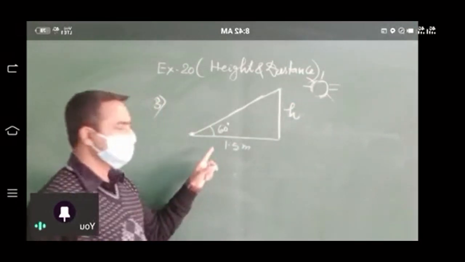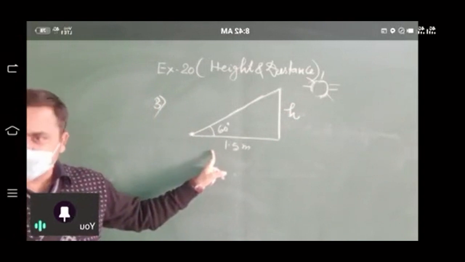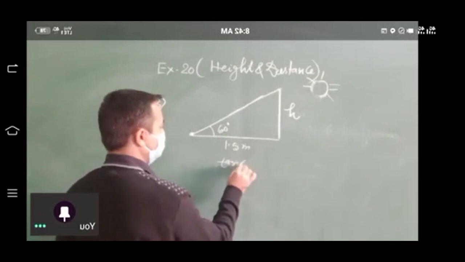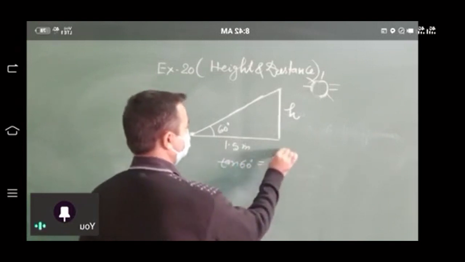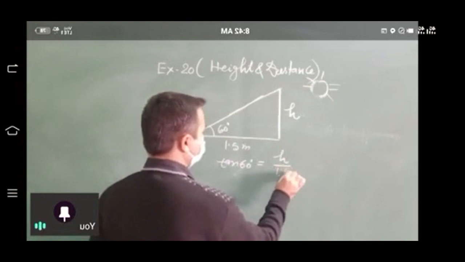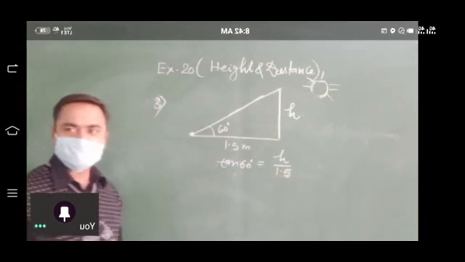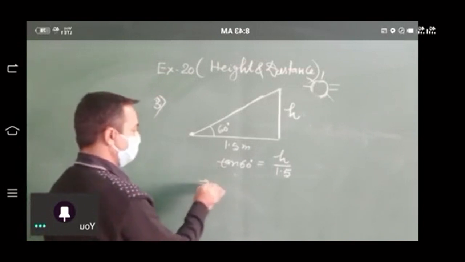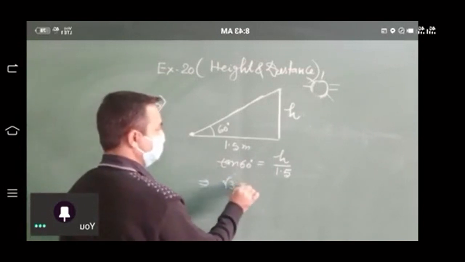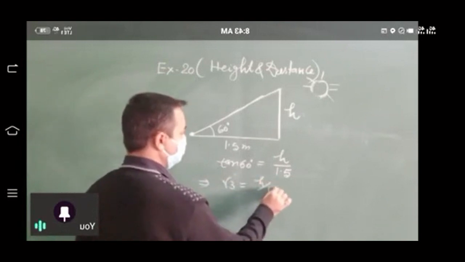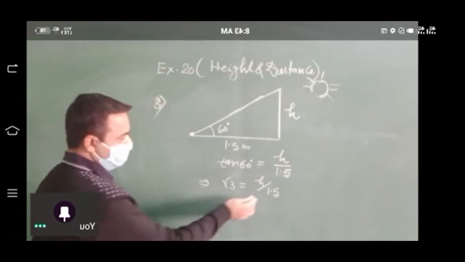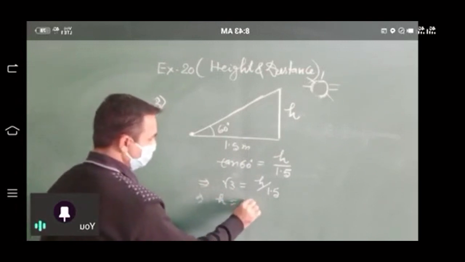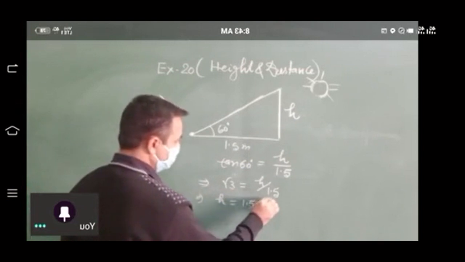Again this is tan theta, so tan 60 degree equals what? Perpendicular upon 1.5. Okay, tell me, what is the value of tan 60? Under root 3 equals h upon 1.5. Do the cross multiply of this one. h equals 1.5 under root 3.